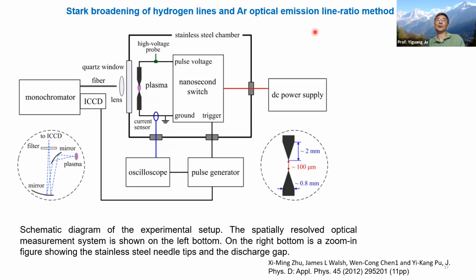Even with that, this is an experiment done at Tsinghua University by Yiguang's group. He is an expert in using emission spectroscopy to measure electron temperature. You can see this is a plasma discharge. This is a lens to collect the emissions with a spectrometer and ICCD, to measure the spectral distribution.